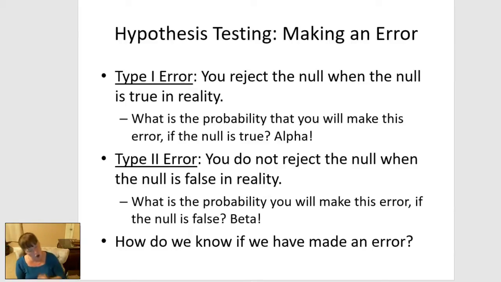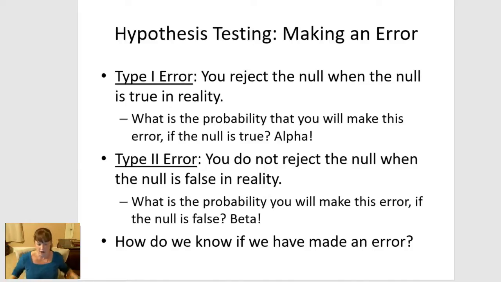So if you don't reject the null, you're keeping the null, like a terrible car, like a lemon. You're keeping the null. And in reality, this null hypothesis is a lemon. You should have rejected it, but you didn't. Well, that kind of mistake is called a type 2 error. And the probability of a type 2 error is beta, whatever beta is.